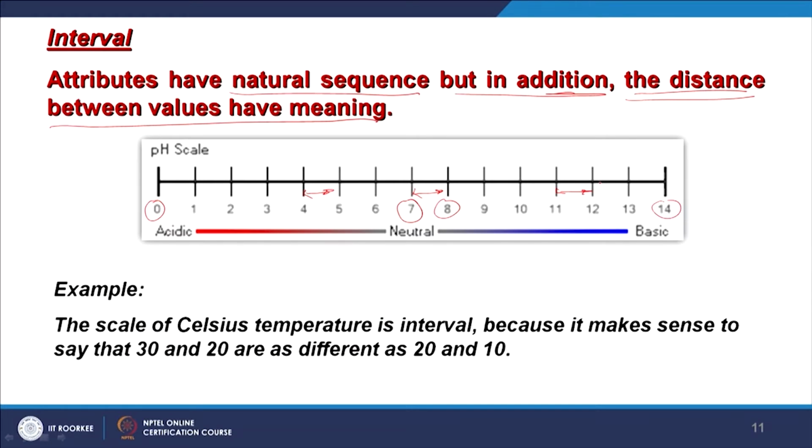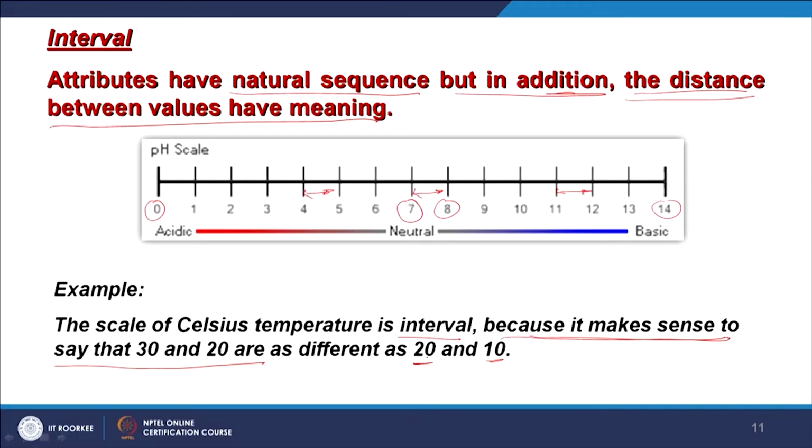Similarly, in case of centigrade temperature, that is basically an interval attribute, because it makes sense. Now some arithmetic operations are coming. So it makes sense to say that the temperature difference between 30 degrees centigrade and 20 degrees is the same as the temperature difference between 20 and 10. Humans may feel it a little differently, but from a measurement point of view, the distance is the same and it has meaning. So if this were 20 and 15, then it is only a 5 degrees Celsius temperature difference, so it is half of that between 20 and 10.